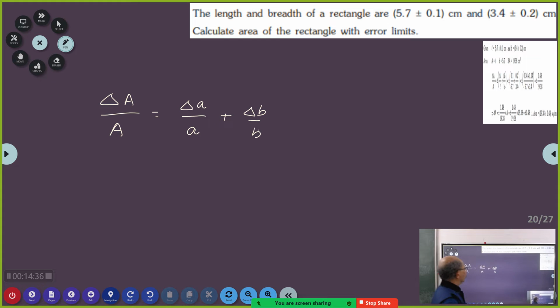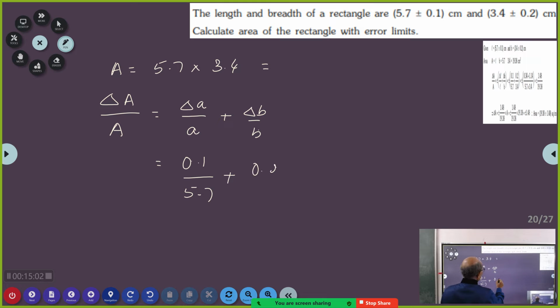Hello. Yes. And area you calculate separately. Area will be 5.7 into 3.4. So this will be the area, followed by this calculation. So here these quantities are given to you. So delta A is 0.1 by 5.7 plus 0.2 by 3.4. So from this you will get delta A by A, right?